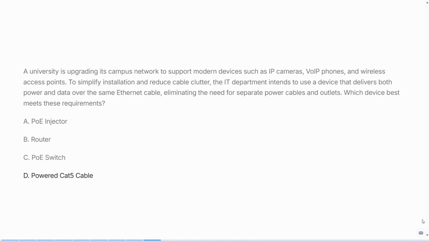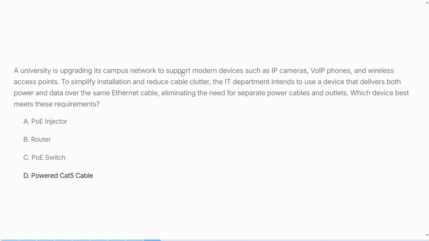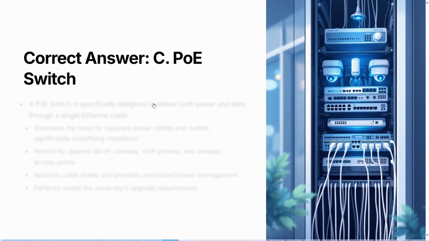Before we get into it, what were they looking for? They were looking for something that can support modern devices such as IP cameras, VoIP phones, and wireless access points. They wanted to simplify installation, which means the most simple installation possible, reduce cable clutter, right? They wanted to use one single device that delivers power and data over the same Ethernet cable. That is exactly what a PoE switch does.